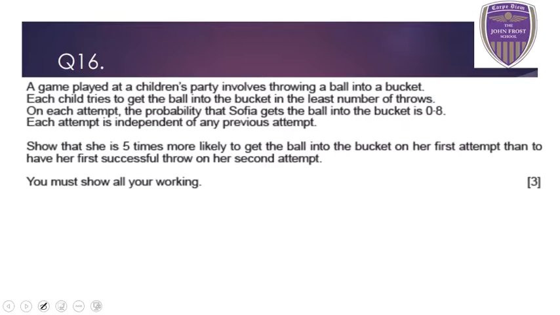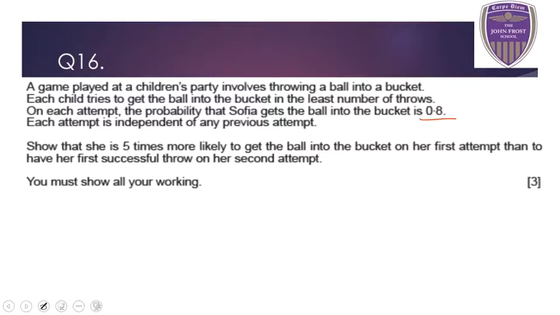Question 16, the question on probability. A game played at a children's party involved throwing a ball into a bucket. Each child tries to get the ball into the bucket in the least number of throws. On each attempt, the probability that Sophia gets the ball into the bucket is 0.8. Each attempt is independent of any previous attempt. Show that she is 5 times more likely to get the ball into the bucket on her first attempt than to have her first successful throw on her second attempt.